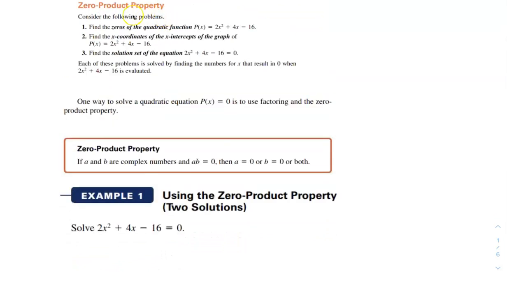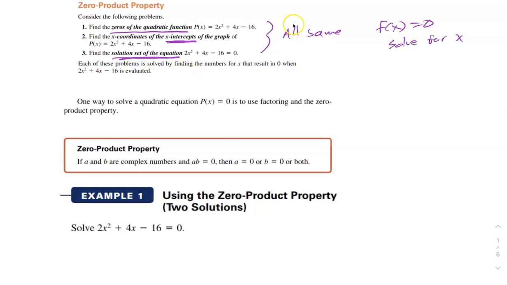Actually, before we go into this, I just want to point out here that all three of these things are the same. If I ask you to find the zeros of a quadratic function, I want you to find the x-coordinates of the x-intercepts of a function. If I want you to find the x-intercepts, and if I want you to find a solution to a set of equations, these are all the same. What I want you to do there is set the function equal to 0 and solve for x.